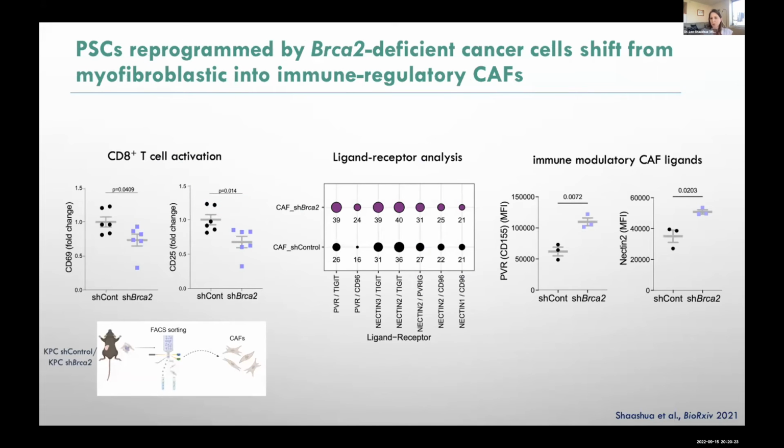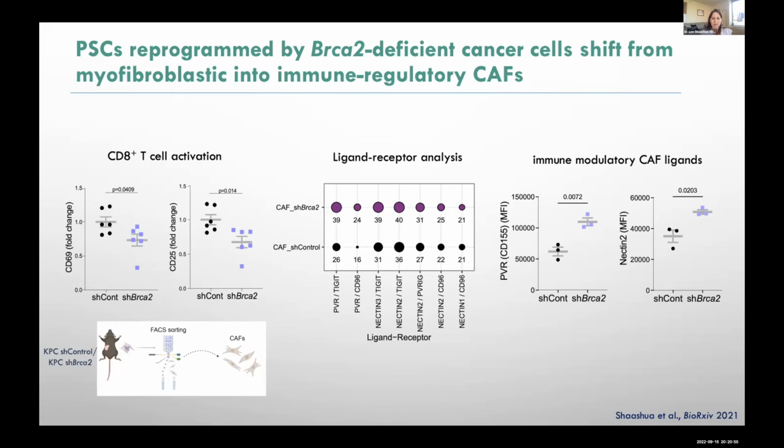We then wanted to know what the function of these CAFs is, and I'm not getting into all of the data. You can find it in the bioRxiv version, but the transition we found from SMA positive CAFs to clusterin positive CAFs suggests that they have an immune regulatory effect. So we started on the left here by checking CD8 positive T cell activation.